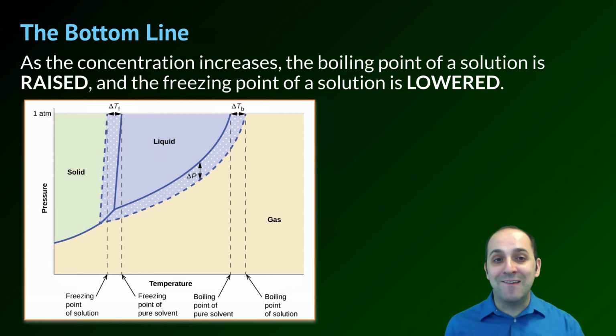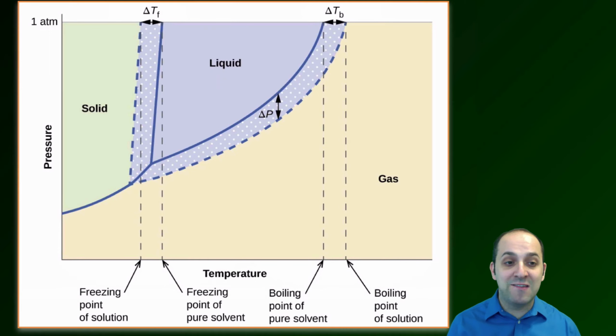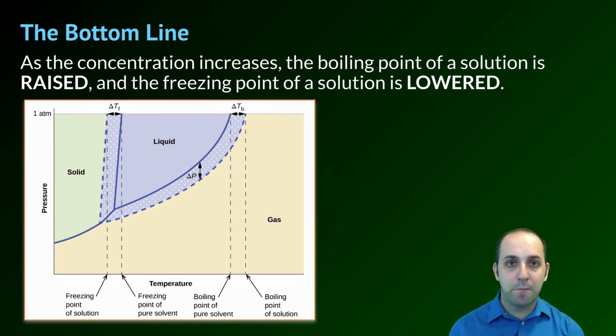The bottom line is this. As the concentration of a solution increases, the boiling point of a solution is raised, and the freezing point of a solution is lowered. You see this phase diagram for a particular liquid solvent, and you can see that that liquid in solution has a higher boiling point and a lower freezing point than that liquid as a pure solvent. Does this make sense? If it doesn't, write down any questions that you have before we move on.